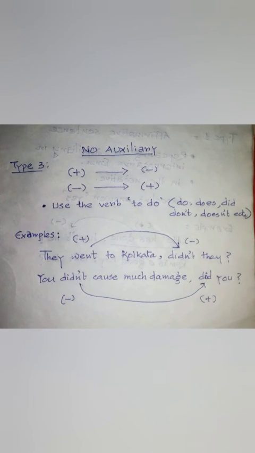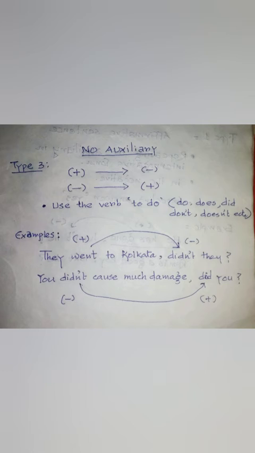Now, next, we will discuss no auxiliary. That means where no auxiliary verb is used. If no auxiliary verb is used, how can we make a tag question there? This is our new topic. So now we will discuss the statement where an auxiliary verb is not used. Only the finite verb is there.